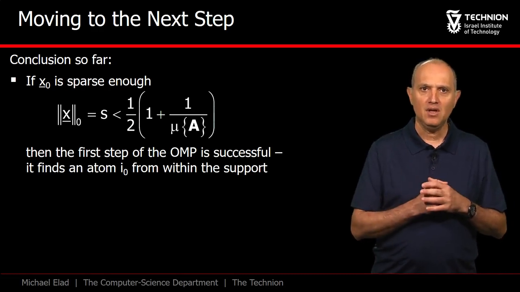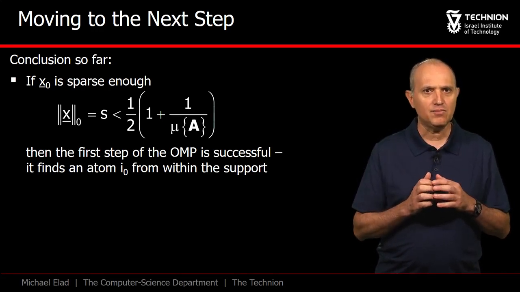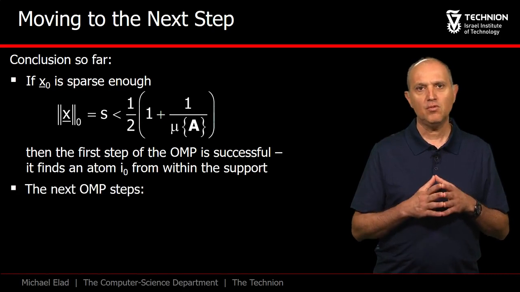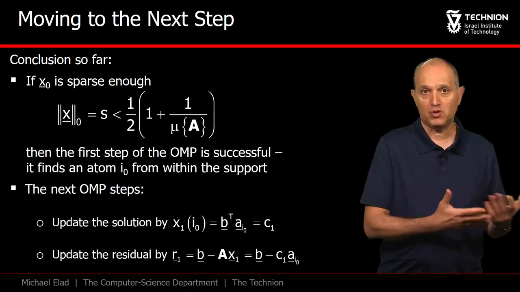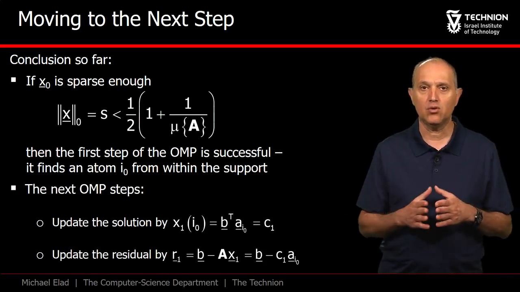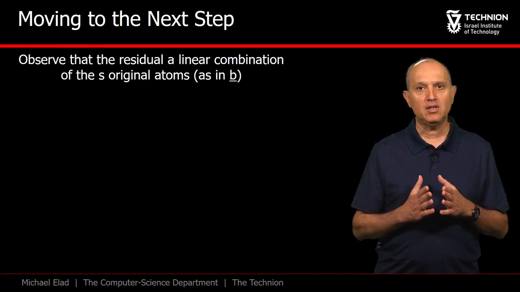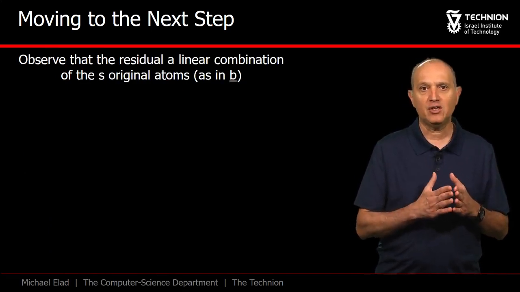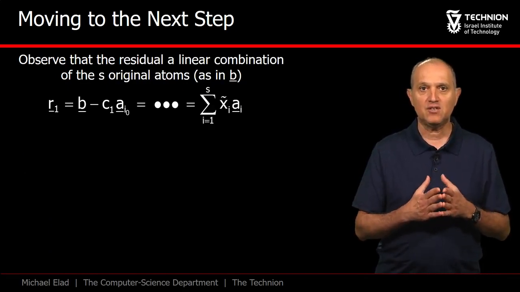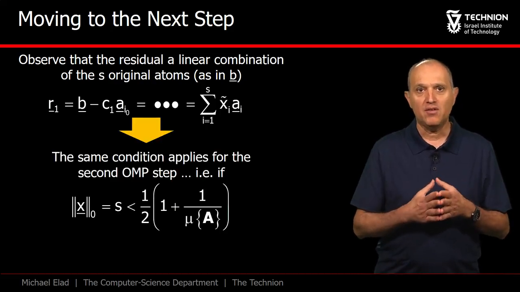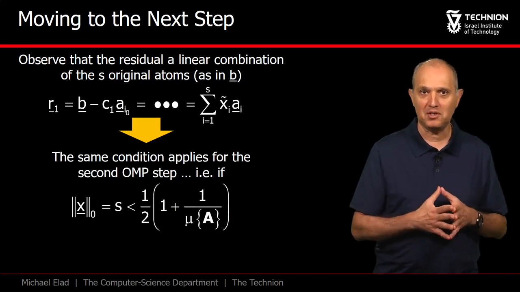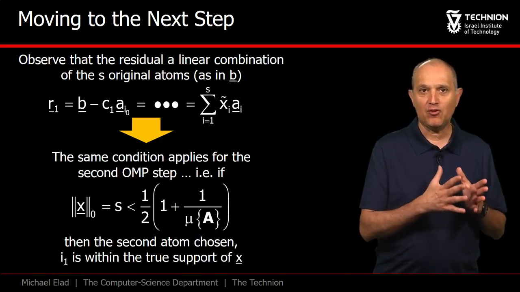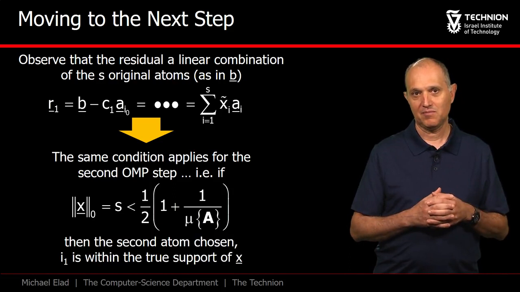By the way, is it necessarily the first atom? What do you think? Moving on, the OMP proceeds by updating the solution and the residual. The solution is based on one atom from the true support, and the residual is updated accordingly. In fact, the updated residual is a weighted average of atoms from the true support, just as the vector B was. Therefore, the very same condition on S would guarantee the success of the second OMP iteration. And again, an atom from the true support will be chosen.